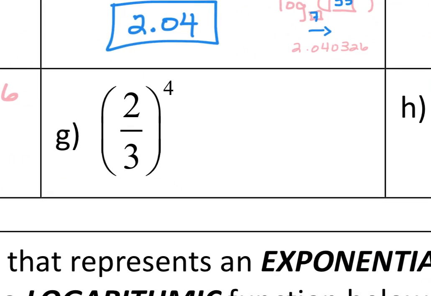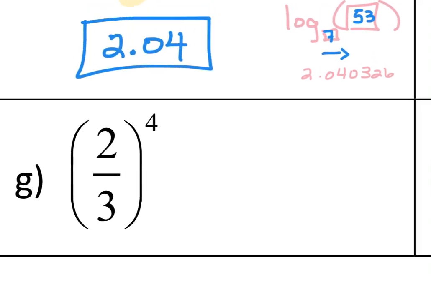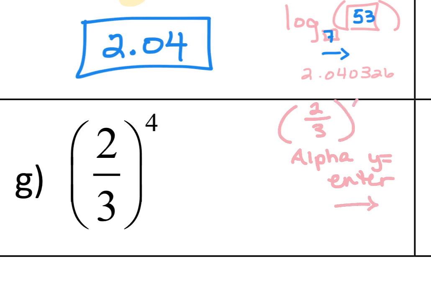Now for letter G, you can type in the parentheses. If you start by typing the open parentheses, and then do your alpha y equals, and then enter. It'll give you the fraction, and you can type 2 over 3. Then you have to do right arrow, type the closing parentheses, and then you can type the 4 as the exponent. And if you do that, it'll give you your answer as a fraction, 16 over 81.